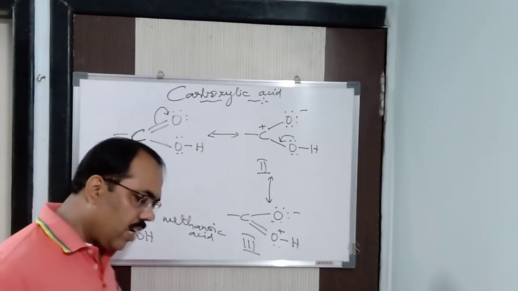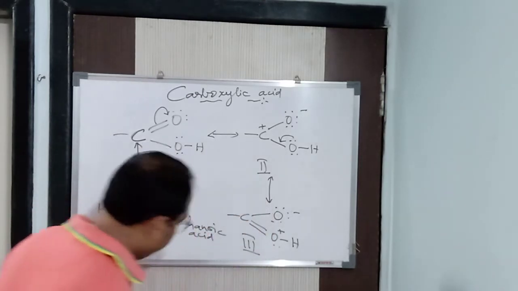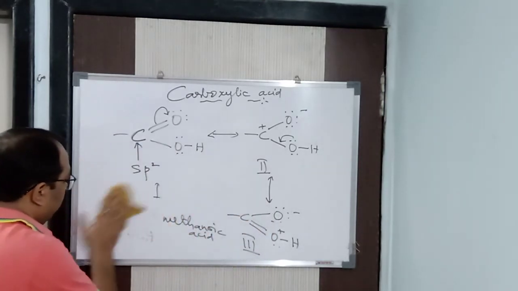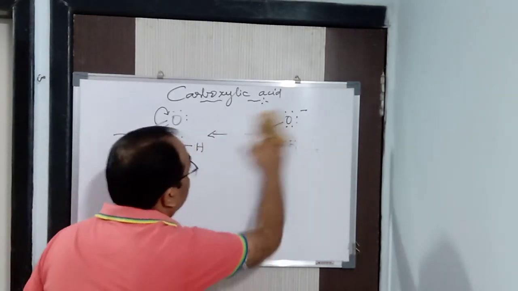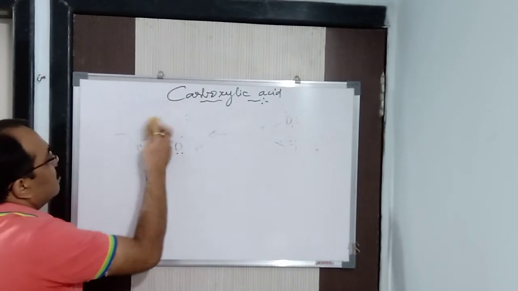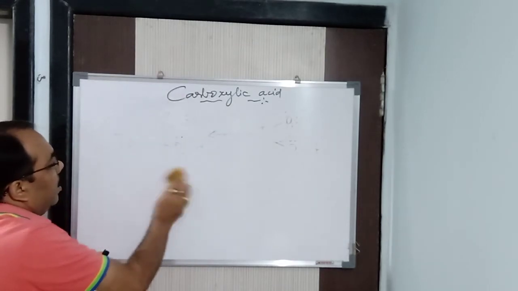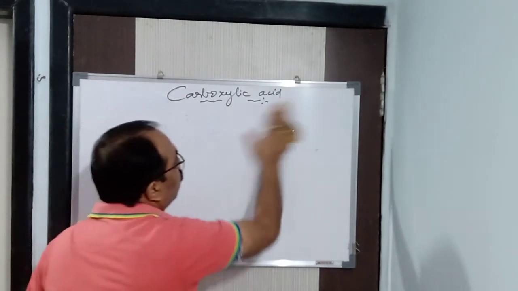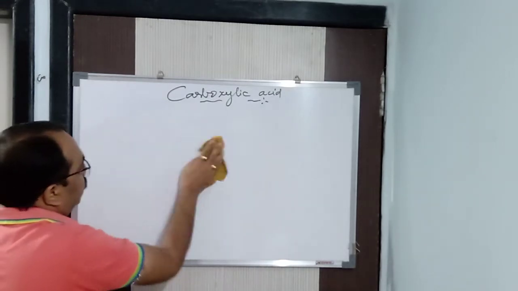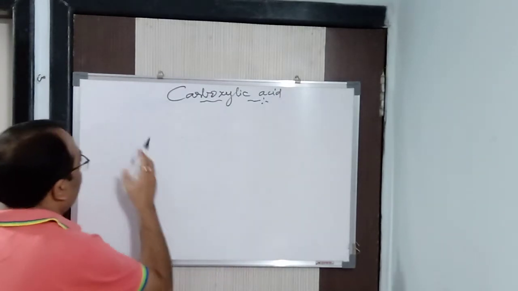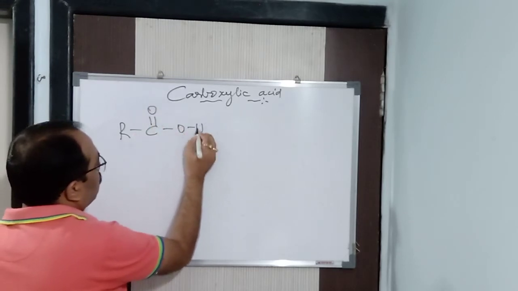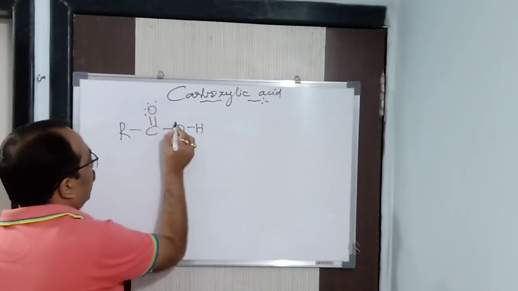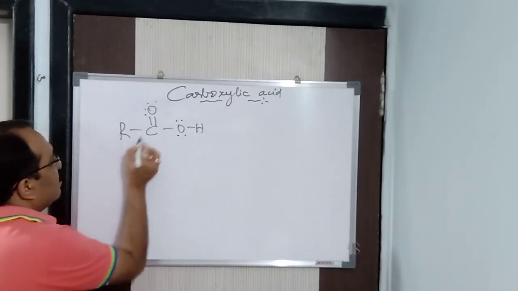Got it? Now more of the IUPAC name I am going to come to. So now the first is, the carboxylic acid is represented by the general formula RCOOH. Got it? The general formula of carboxylic acid is RCOOH, where R is any alkyl group.